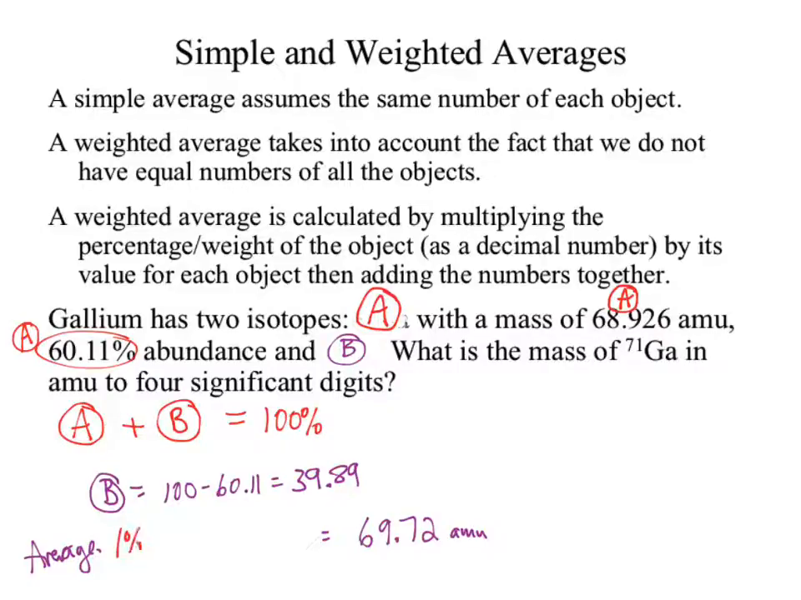We'll take the percent of A, multiply it by the mass of A. We will add that to the percent of B, and we'll multiply by the mass of B. What do we end up with? 69.72. What numbers do we not know in that formula?